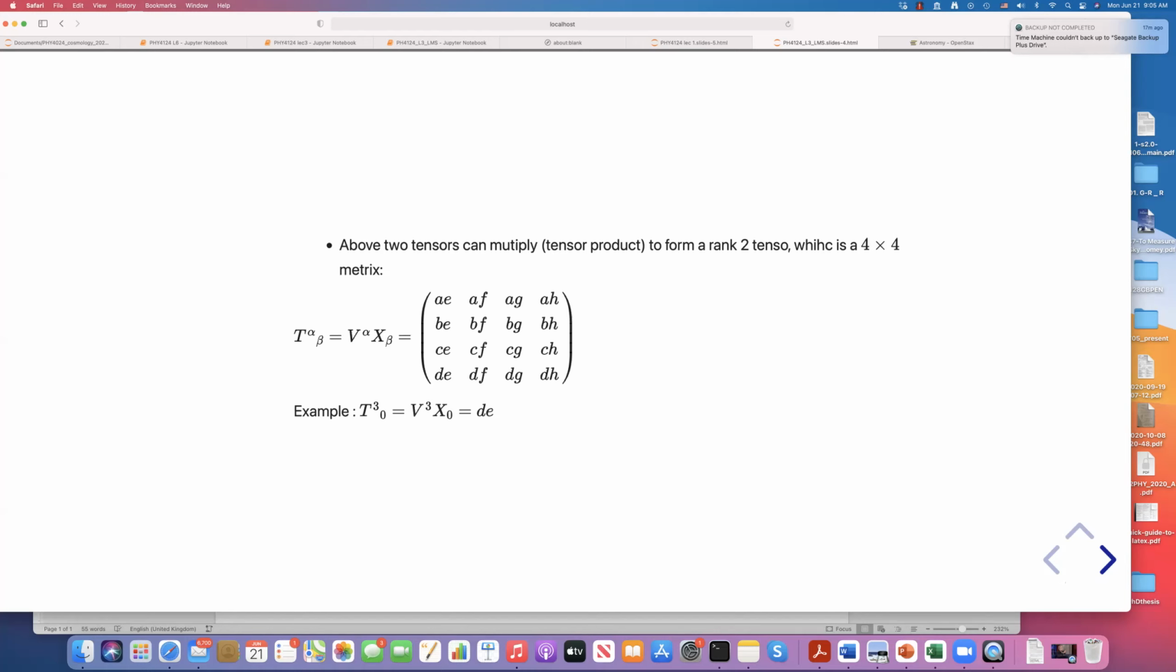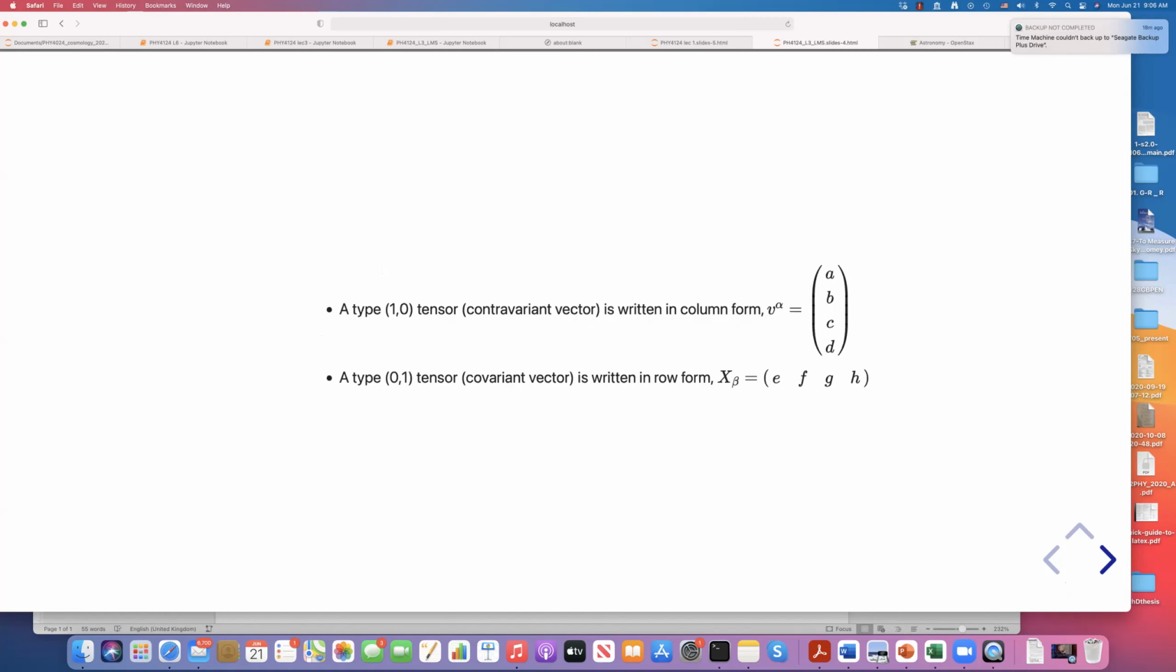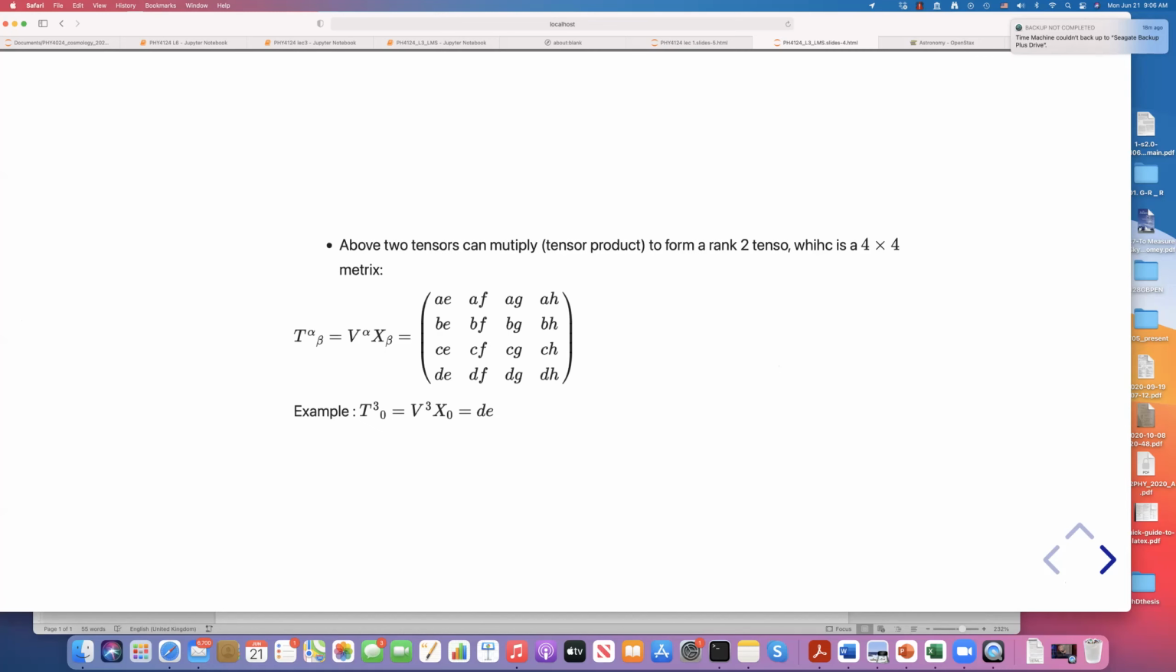Right, so T alpha beta is the final tensor that we have. To get that tensor, we multiply V alpha by X beta. Once again, this is V alpha, this is X beta, and you just multiply this column vector with the row vector. Once you do the multiplication, you will get the 4x4 matrix, which is basically this rank 2, type 1 tensor, because you multiply a covariant vector with a contravariant vector. So these are the components.